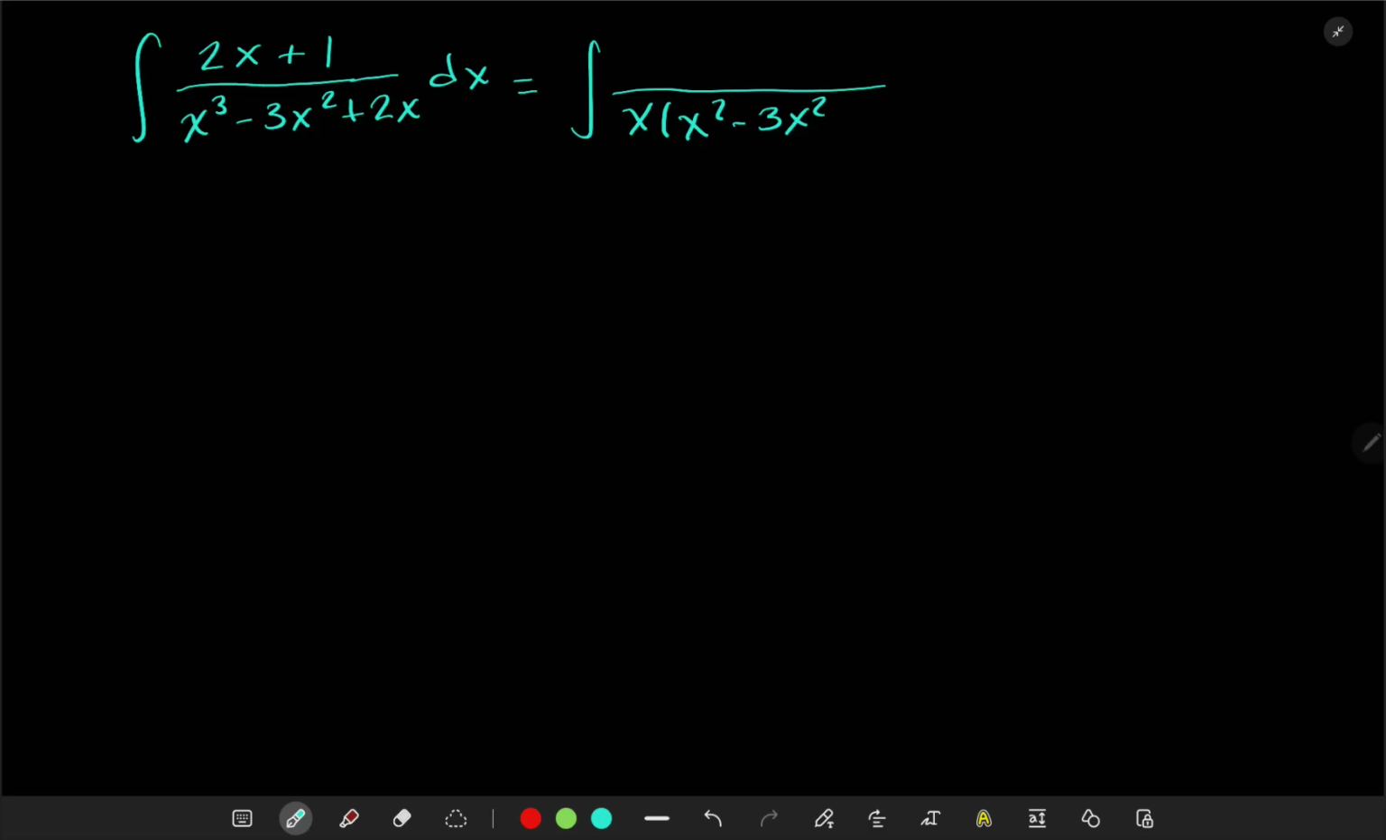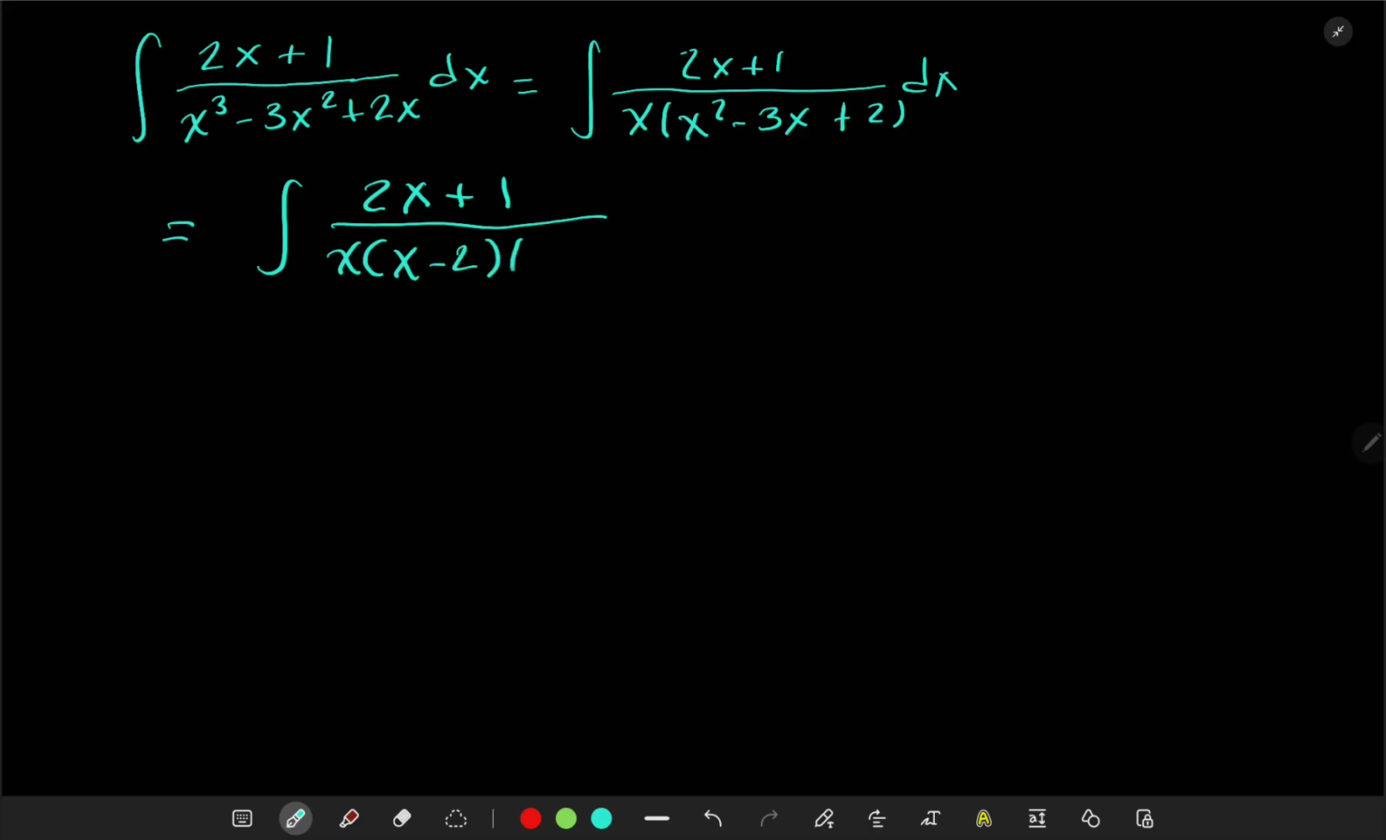Well, why did I put the square? I'm factoring an x out, plus 2, and then 2x plus 1 dx. And then I'm going to factor one more time, and then 2x plus 1 all over x minus 2 minus 1, I suppose, dx. Alright, so now I'm going to try to write this expression.